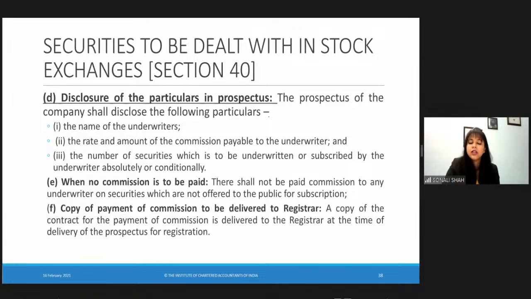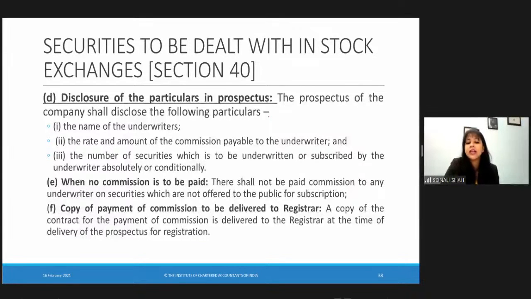There are certain requirements for disclosures of the particulars in prospectus. What are they? The name of the underwriter, the rate and amount of the commission that is payable, and the number of securities which is to be underwritten or subscribed by the underwriter, absolutely or conditionally. Okay.